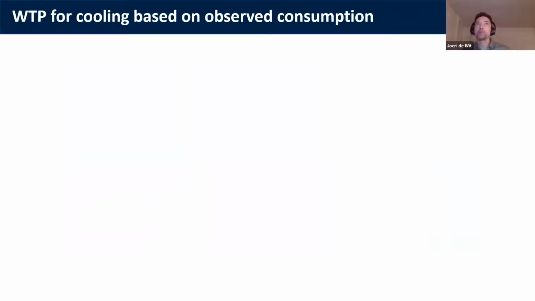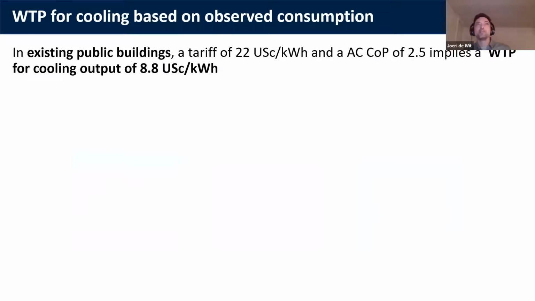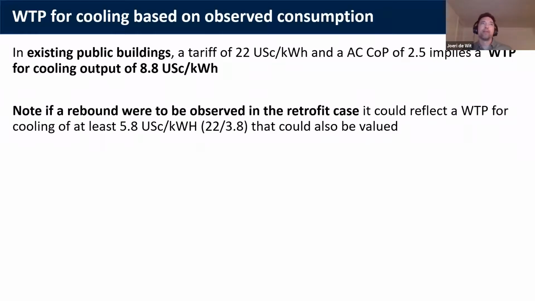But we also observe willingness to pay for cooling based on existing infrastructure and existing energy use. In existing buildings, a tariff of 22 cents per kilowatt hour is being paid by the government of Ghana, and the ACs have an average COP of 2.5. This implies they're paying 8.8 cents per kilowatt hour. So one could say this is a measure for willingness to pay for cooling.